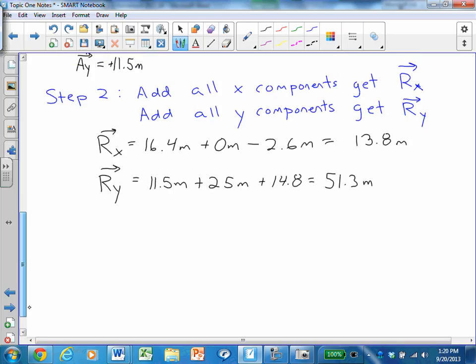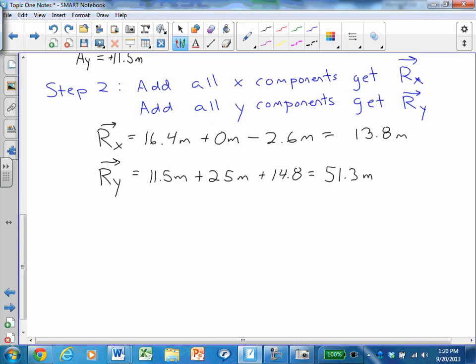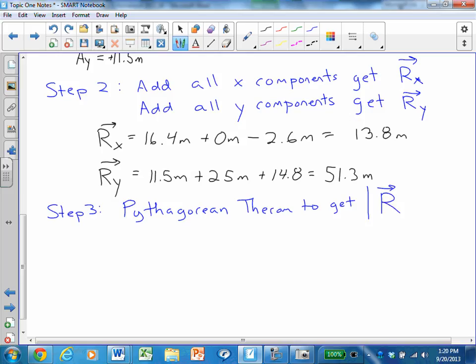Now, step 3. What's the next step? What was that thing? The Pythagorean theorem, to get R. Now, when we put this little bar on it, that means the magnitude of R, because we're not going to get the direction of R from Pythagorean. We're only going to get the magnitude.